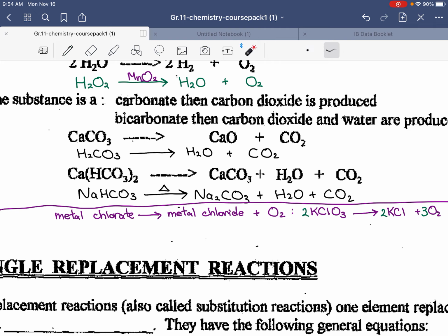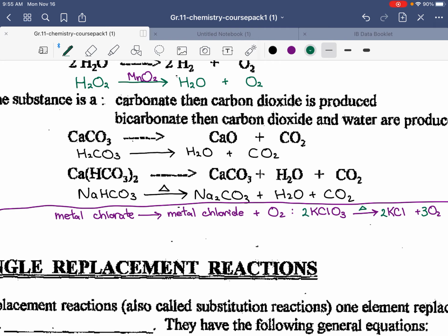So as you can see right here, there's a metal chlorate, ClO3 minus. That's a chlorate. This is a metal. So metal chlorate decomposes to give you a metal chloride, okay, and of course oxygen gas. Again, this reaction requires heat in order for it to happen.